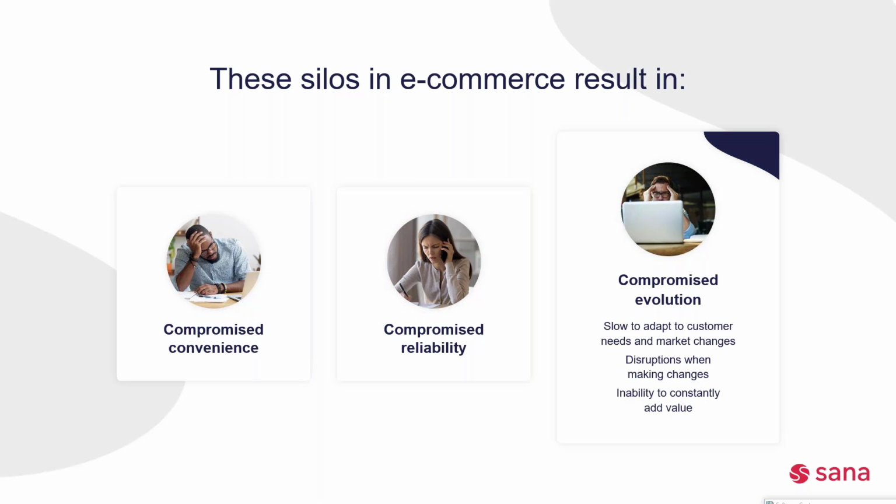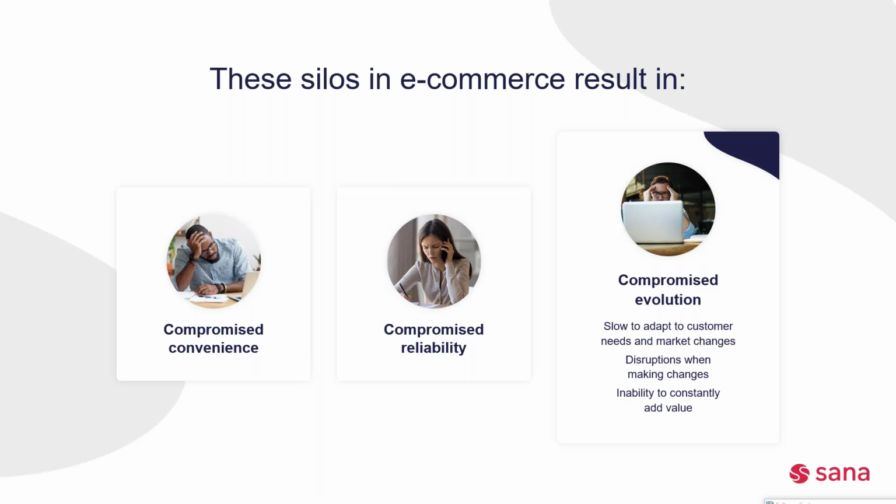Compromised evolution, so slow to adapt to customer needs and market changes. If you have, say, seasonal sales, for instance, and you have to do various offers or different stock lines for various seasonal elements throughout the year, can you adapt to those needs, what the customer requires, quickly? If you've got all the information in one place, then it's a lot easier to make those changes.